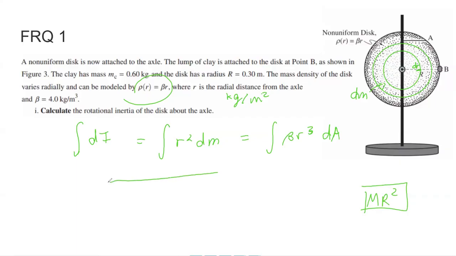An easy way to think about this is to imagine unfurling one of our very thin rings. Obviously, we'll have some curling at the edges, but that is negligible. We'll have thickness dr and length 2 pi r. And so this tells us that dA is 2 pi r dr. And so going ahead and plugging that into our integral, we'll have the integral, bring out the 2 pi and the beta, r to the fourth dr. And our bounds of integration will be from 0 to 0.3. And I will leave it to you to complete this calculation.